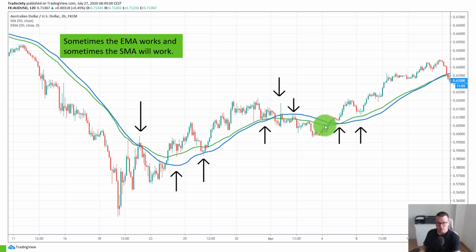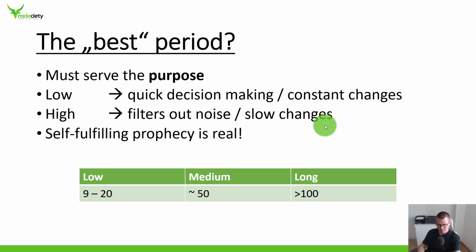This is one of the most important things. Learn to cut losses. Really, really important. So what is the best period?